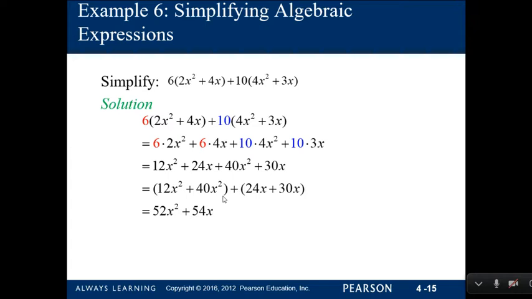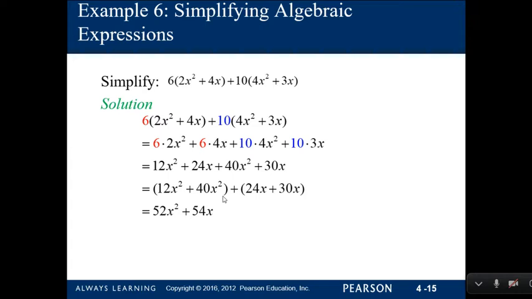All right, here we go. Let's finish this up. So I distributed 10, I distributed 6. 6 times 2 is 12. 6 times 4 is 24. That's where we get 12x squared plus 24x. 10 times 4 is 40. 10 times 3 is 30. That's where we get 40x squared plus 30x.